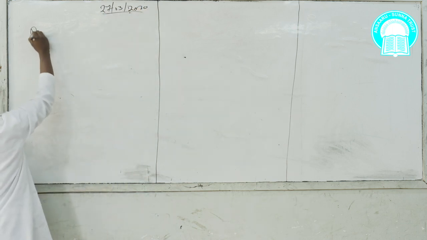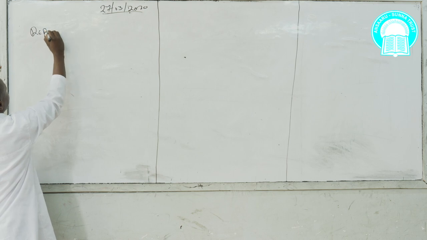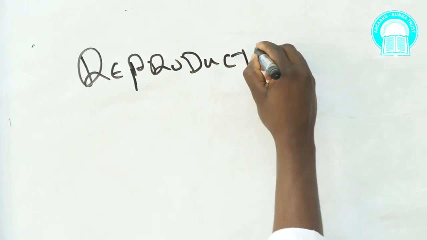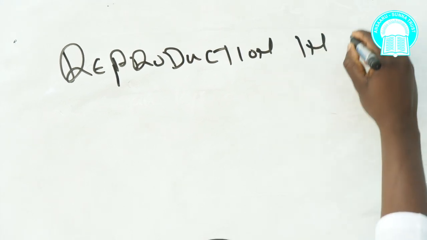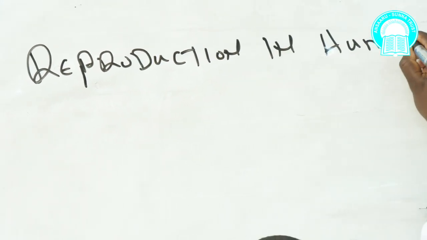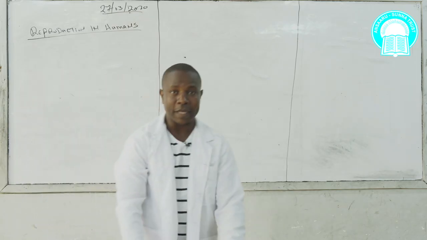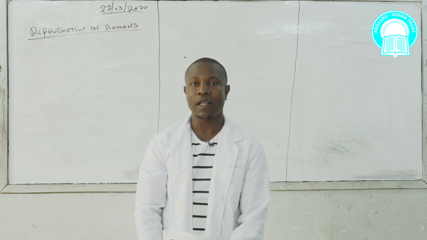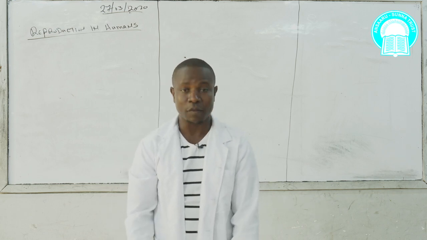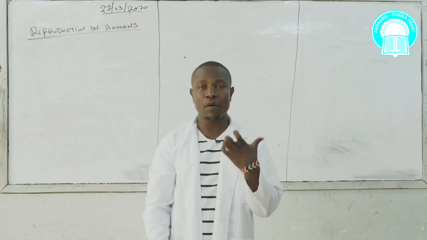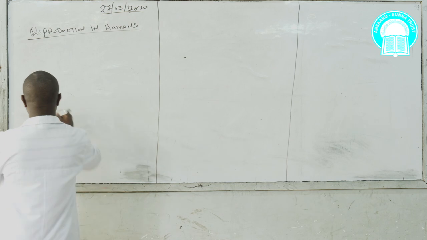So, reproduction in humans. When you were in year 9, you remember we talked about the characteristics of living things or life processes in living organisms. And number one was reproduction. So we go straight to the definition of reproduction: it is the process by which mature individuals produce viable offspring.